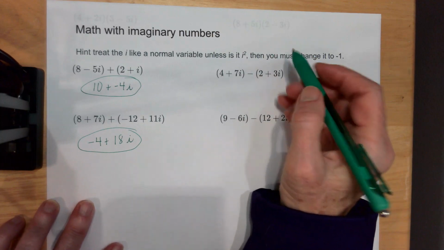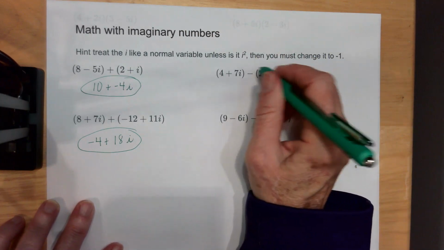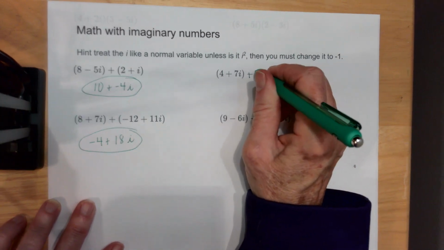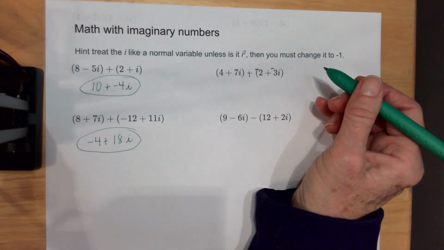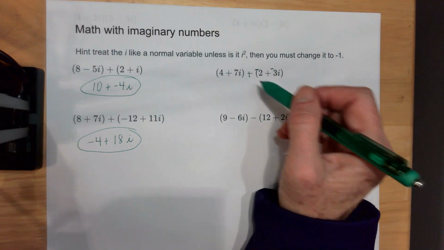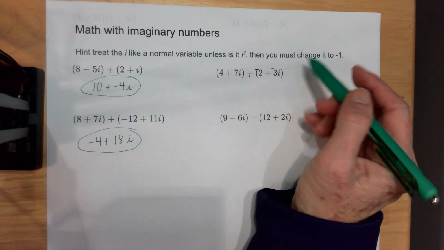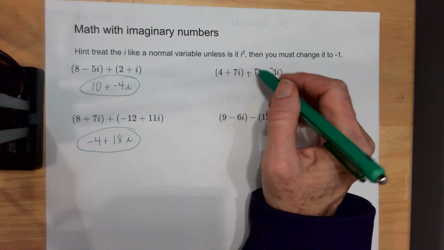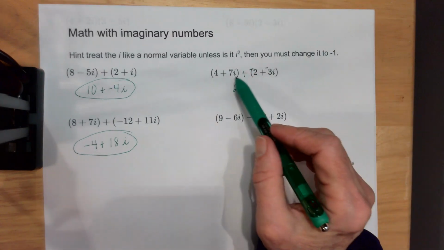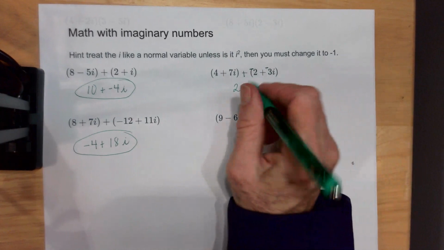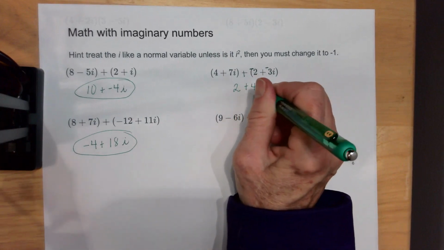Now, be careful when you have subtraction, because you can add the opposite of the second number, and that includes both of those numbers behind the subtraction sign. So both of those numbers in the parentheses. So I have 4 plus a -2i, which is 2. And I have 7i plus a -3i, which is 4i.